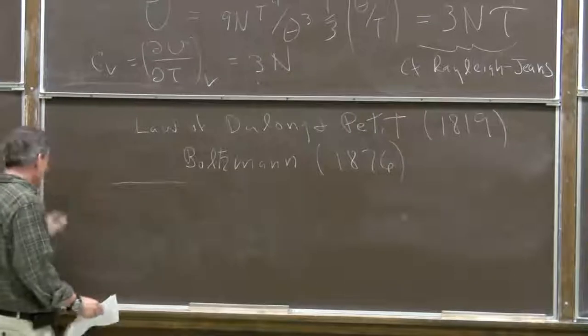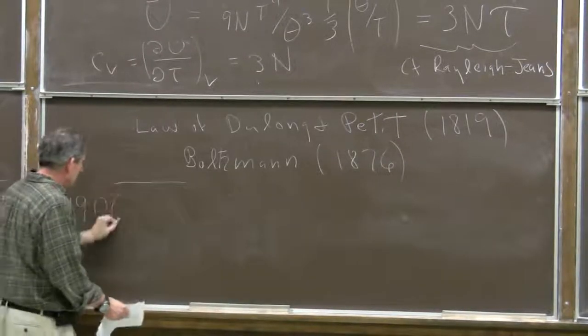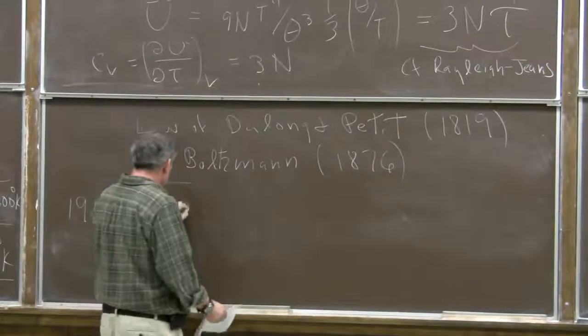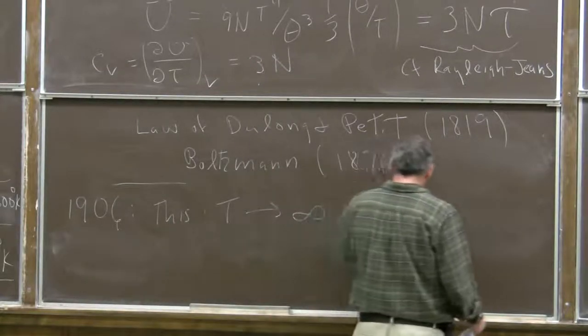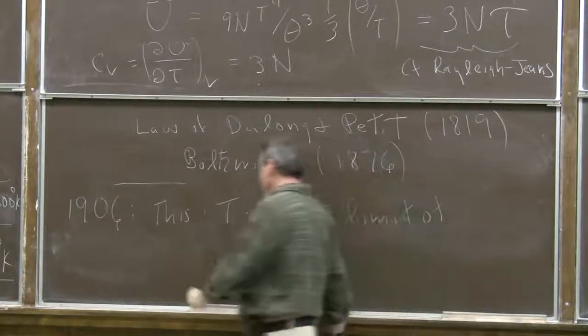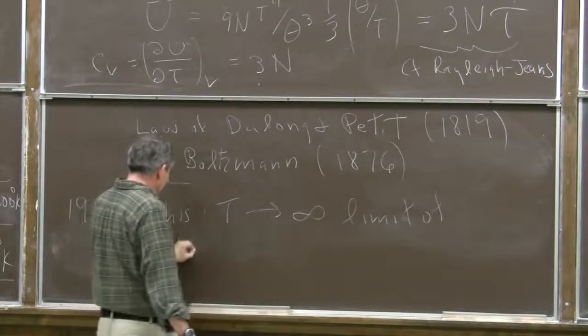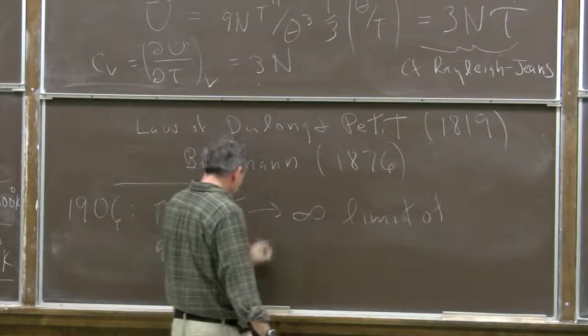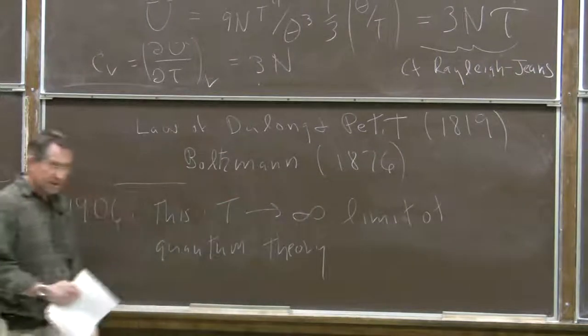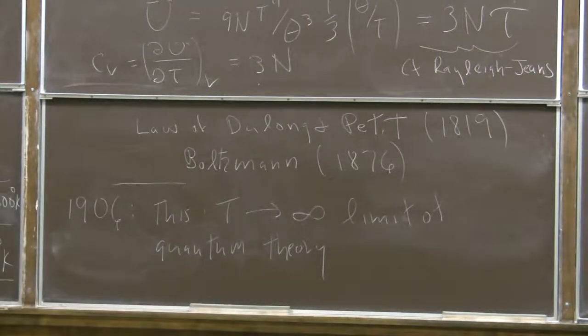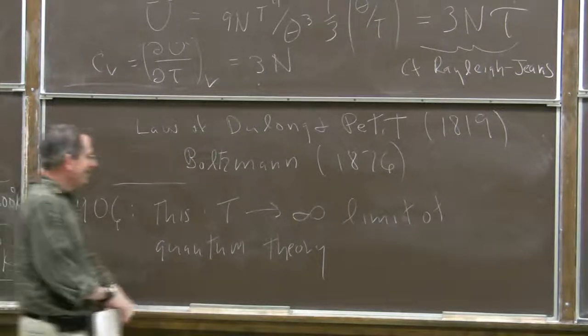Somebody said in 1906, this is really the tau goes to infinity limit of quantum theory. And something interesting is going to happen at lower temperature. In 1906, he was on a roll. He'd had a really good year the previous year. It was Einstein.